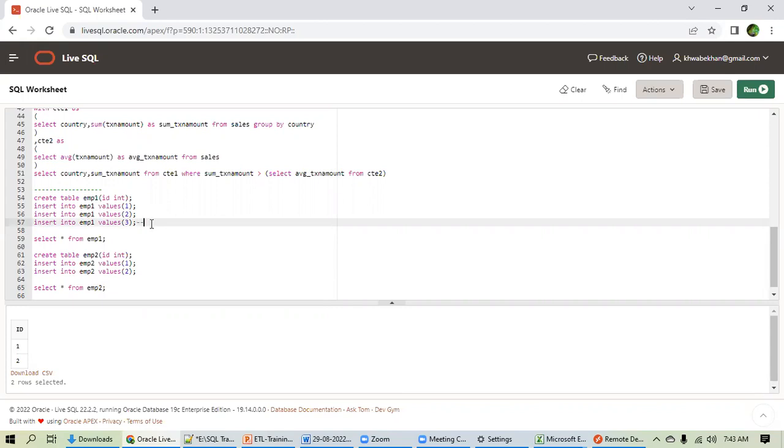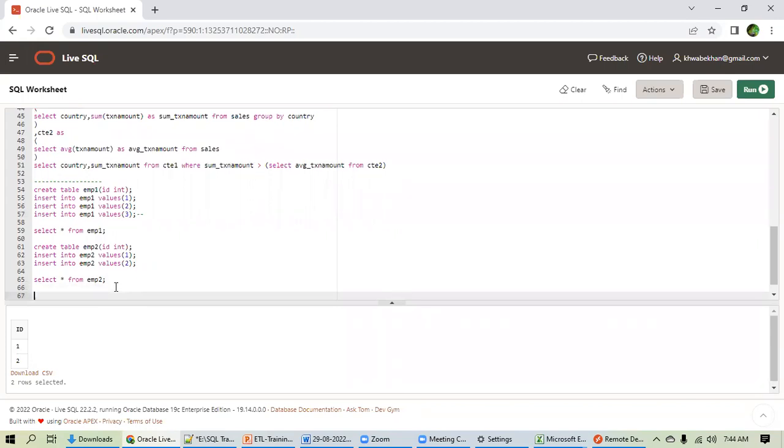But if you have millions of records, it is not possible to just have a look and tell which IDs are missing. So for that, what should be the query? And you all know the answer. Just think, you all know it.